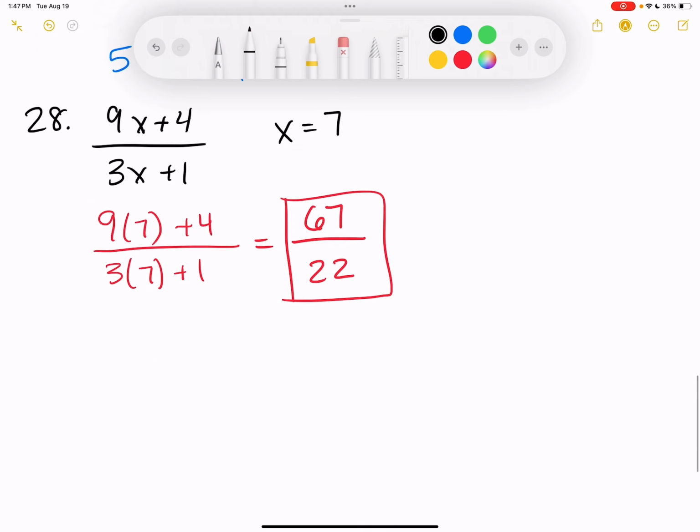Last year's class hated fractions. Do y'all hate fractions too? Okay. Every time I gave them a problem with fractions, they were like, no, we don't want to do this one. I was like, sorry, have to do fractions.